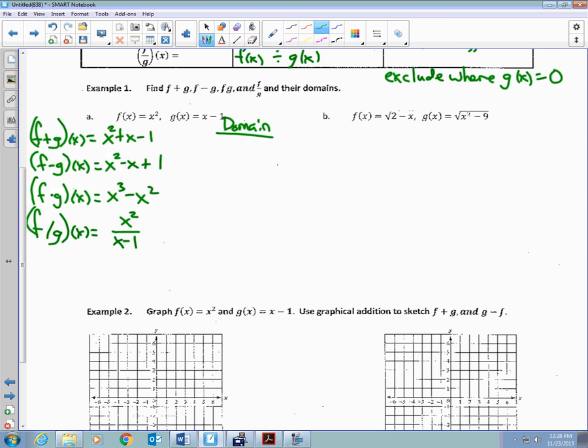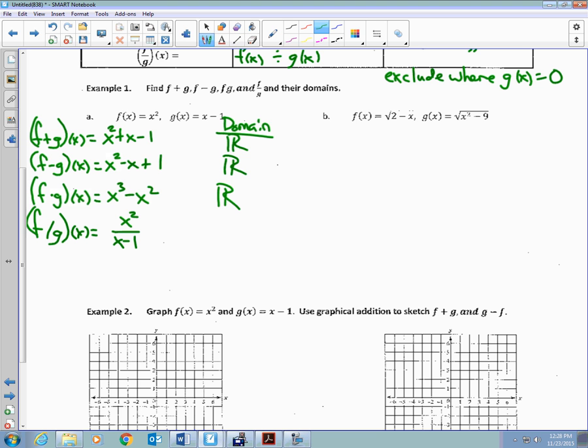How about x minus 1? What graph does that make? A line shifted down 1, its domain would be all real numbers. So the overlap between all real numbers and all real numbers is all real numbers, or from negative infinity to positive infinity. Now, if that's the case for addition, it will be for subtraction and multiplication.